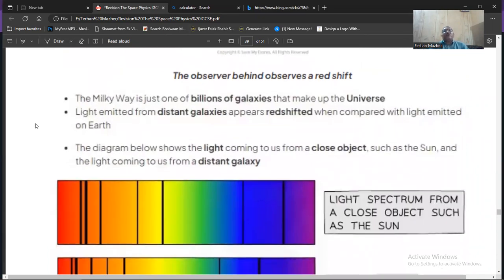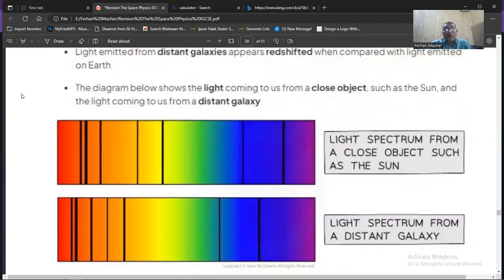The Milky Way is just one of billions of galaxies that make up the universe. Light emitted from distant galaxies appears redshifted when compared with the light emitted on Earth. The diagram below shows the light coming to us from a close object such as the sun, and the light coming to us from a distant galaxy.